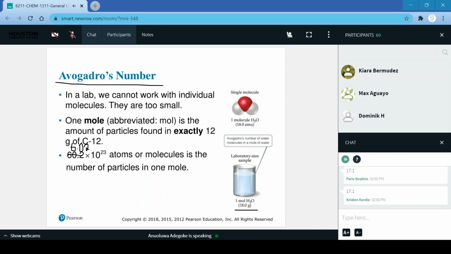So that tells you how incredibly small atoms and molecules are. Just one mole looks like a beaker full of water. It's just 18 grams of water. It contains 6.02 times 10 to the 23 molecules. That is 6.02 times 10 to the 23 small H2Os, because one molecule of H2O is just 18.0 AMU. So what that means is that Avogadro's number is the bridge between AMU and grams.